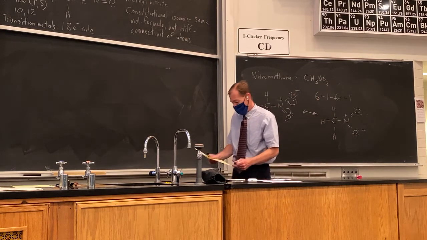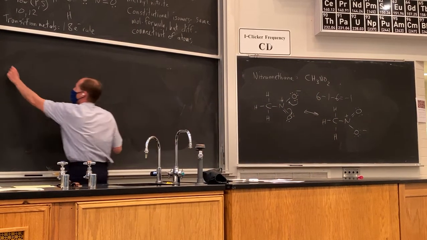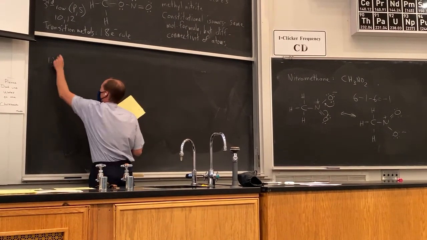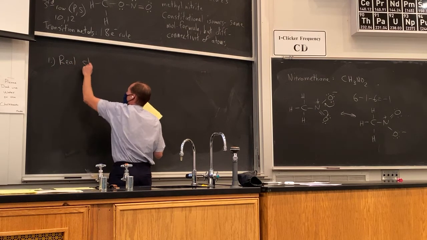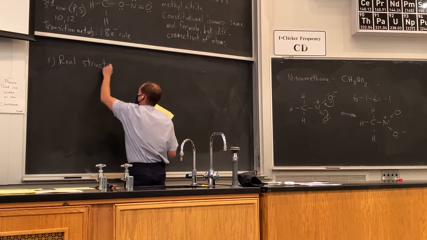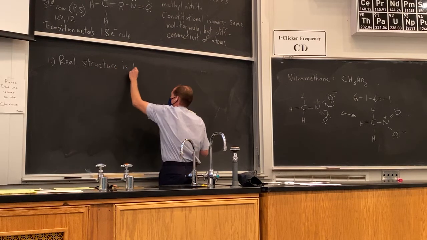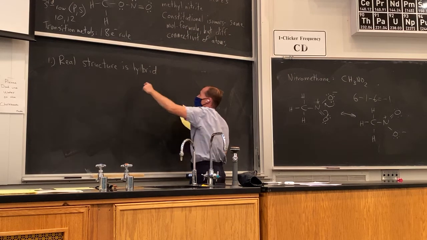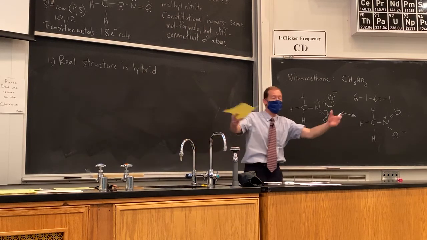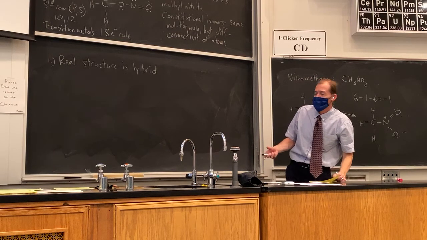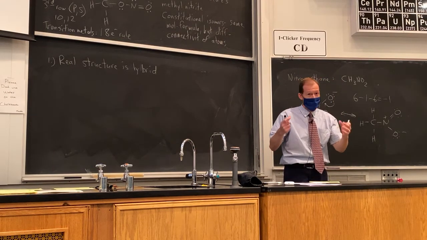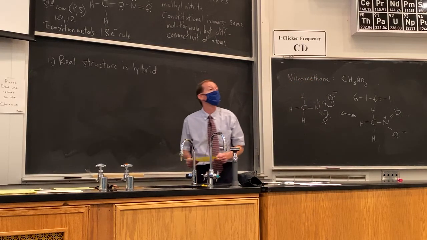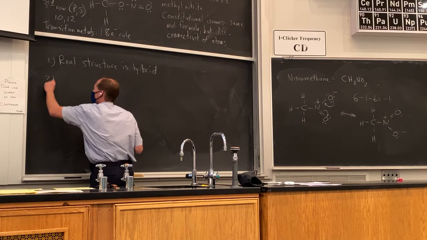There are some key principles related to resonance structures that are important to remember. The first one we've gone over: the real structure is a hybrid. When you can draw resonance structures, one individual resonance structure does not represent the structure of the molecule. Ozone does not have different bond lengths. It has one bond length, and so the real structure is the hybrid. That's an important thing to remember.